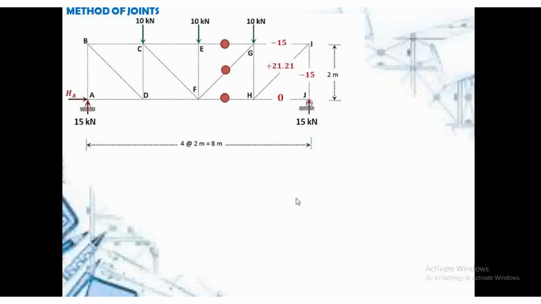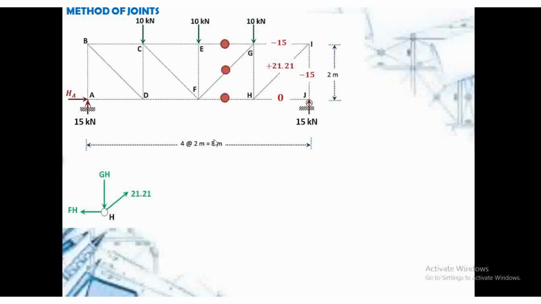So, nasolve ko na si IJ, IH, and IG. But you have to take note, 0 si JH. IJ is under compression. Ang ginawa ko lang kasi dito, si compression negative para madali sa akin, and si tension is positive. IH is 21.21. IG is 15. Again, ang tinatanong ng problem is EG, FG, and FH. So next, I'm going to choose joint H.